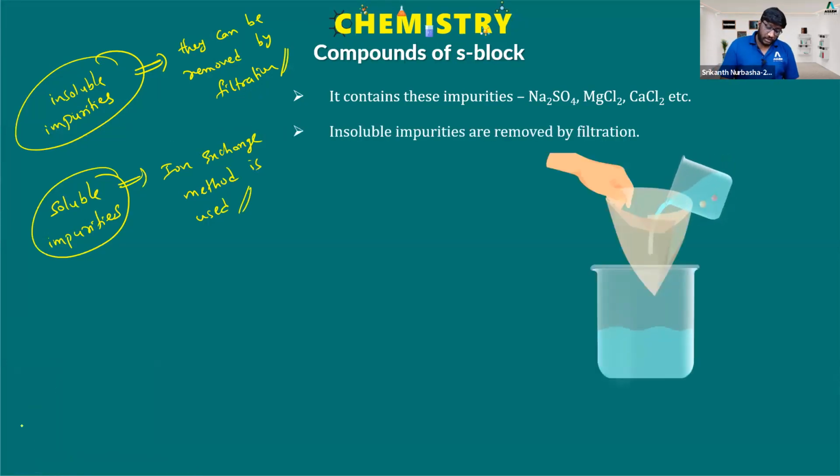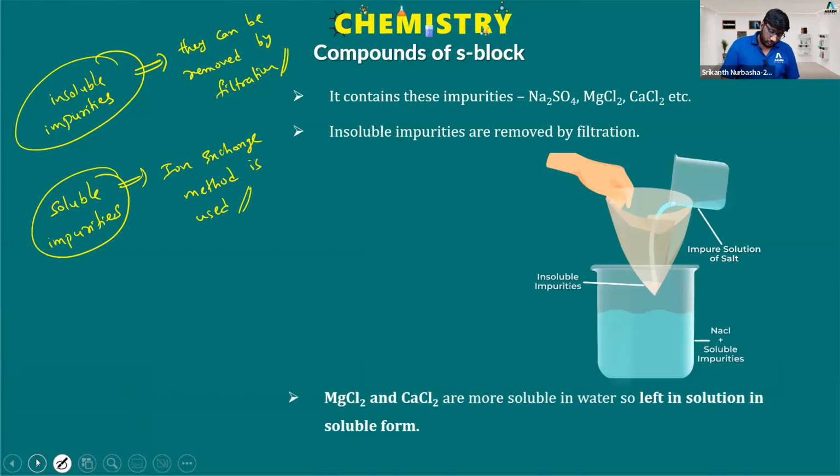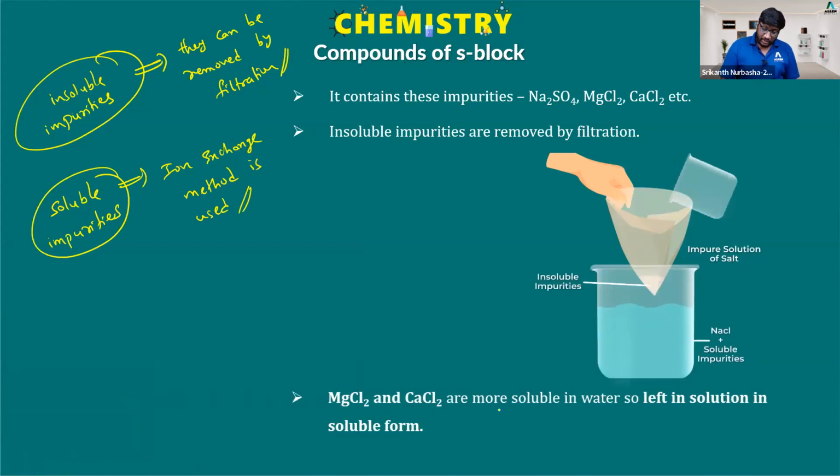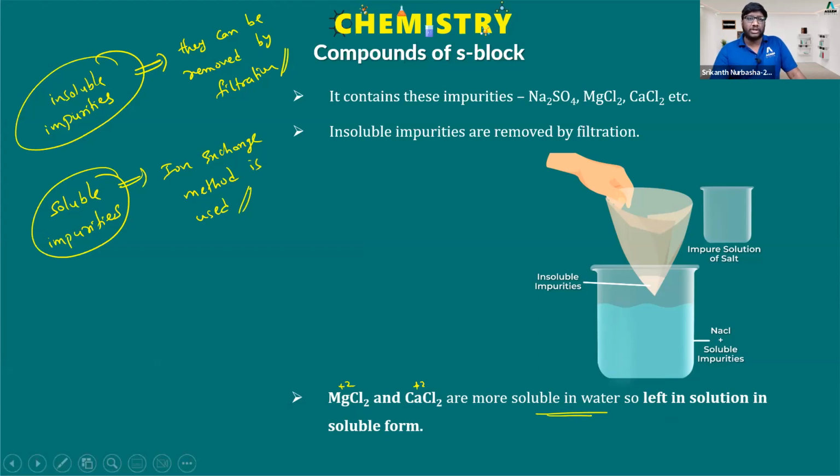Insoluble impurities are removed by filtration. MgCl2 and CaCl2 are more soluble in water because of the higher charge density of Mg2+ and Ca2+, so the solubility is high. So they are left out in the solution in the soluble form. Because they are left in the solution in the soluble form, what do we have to do? We have to remove them by using special techniques like the ion exchange method.